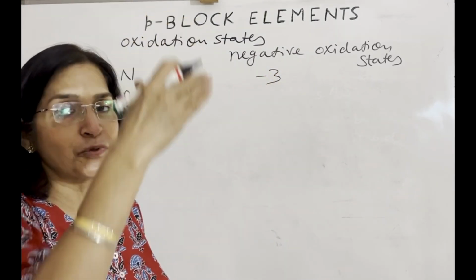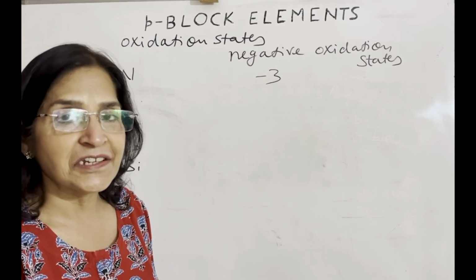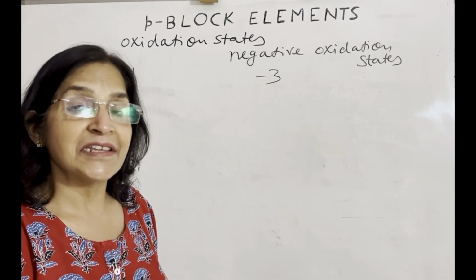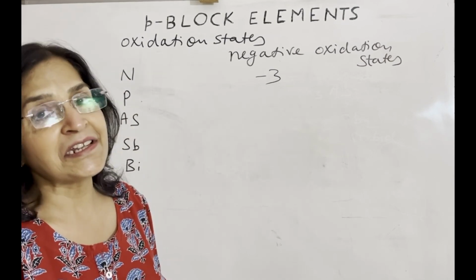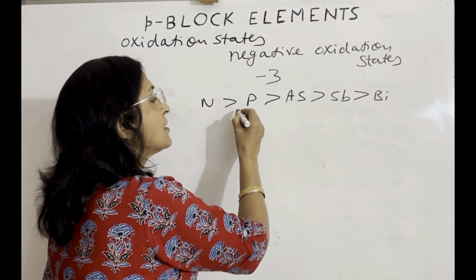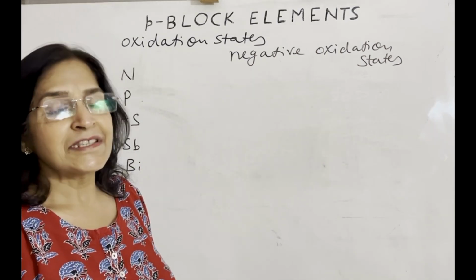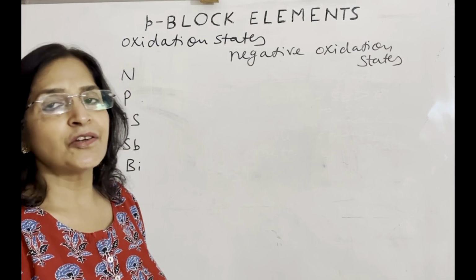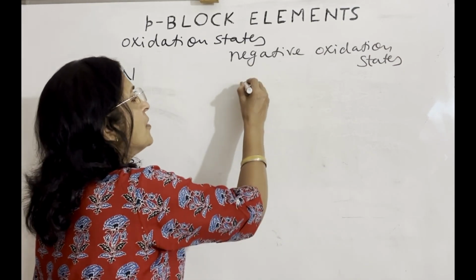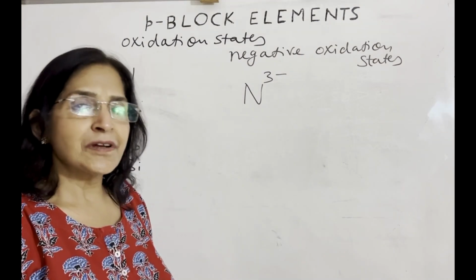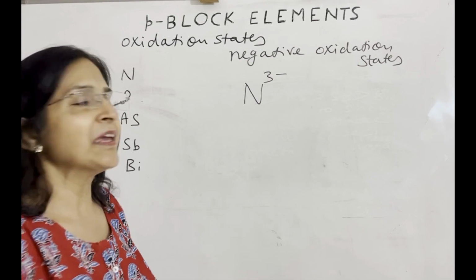But as we move from top to bottom in the group, the tendency to show -3 oxidation state decreases because metallic character is increasing, ionization energy is decreasing, and atomic radius is increasing. Tendency to show -3 oxidation state decreases in this order. Because of the small size and high electronegativity, nitrogen has maximum tendency to form nitride ion and forms compounds with electropositive elements like calcium and magnesium.